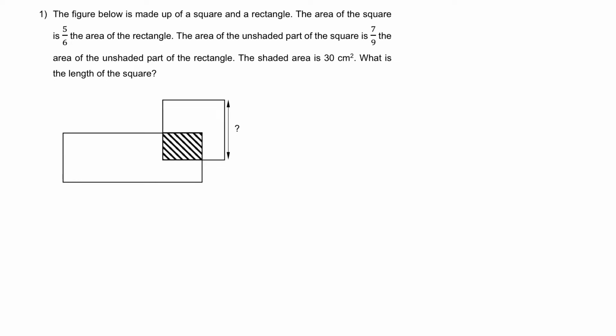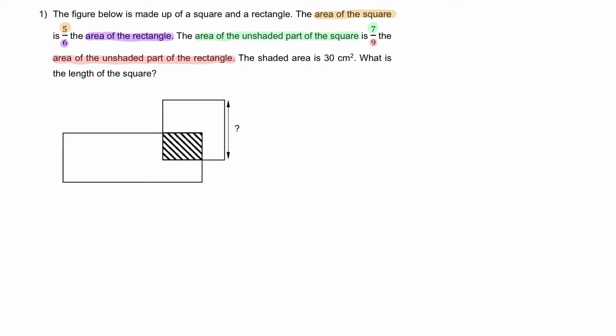Before I start explaining why it is a ratio, constant difference kind of question, let me just highlight. The area of the square is 5 and the area of the rectangle will be 6. Area of the unshaded part of the square will be 7 and the area of the unshaded part of the rectangle will be 9. Given that this is 5 units and this is 6 units, what is the difference between their area? Obviously, it's 1.